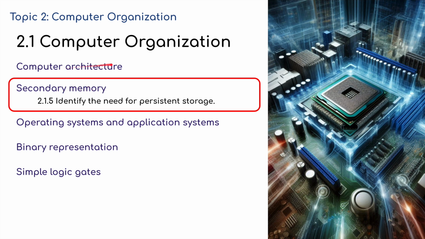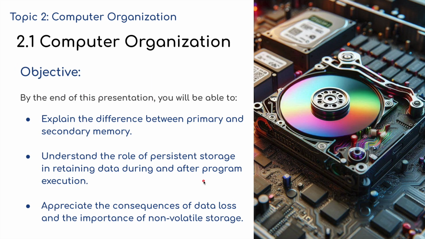Okay, we've done computer architecture, then we're going to move on to operating systems, and then binary representation, and then simple logic gates to conclude topic 2. So by the end of this presentation, you should be able to explain the difference between primary and secondary memory, understand the role of persistent storage in retaining data during and after program execution, and appreciate the consequences of data loss and the importance of non-volatile storage.